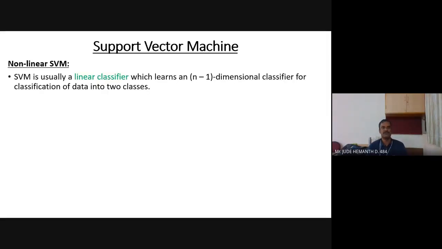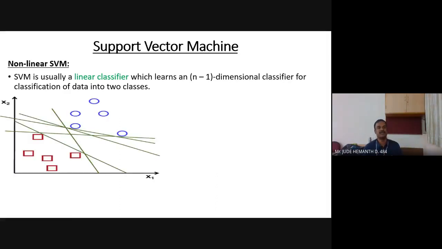So SVM is usually a linear classifier which learns an n-1 dimensional classifier for classification of data into two classes. That means when you have two features, the number of classes also will be two. You say, for example, a circle and a star mark. Then the number of classes also will be two. But how do you classify this data? With a single line. That's what we saw earlier. So if the number of features is n, your hyperplane dimension will be n-1.